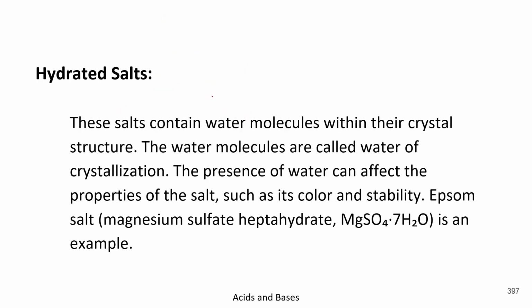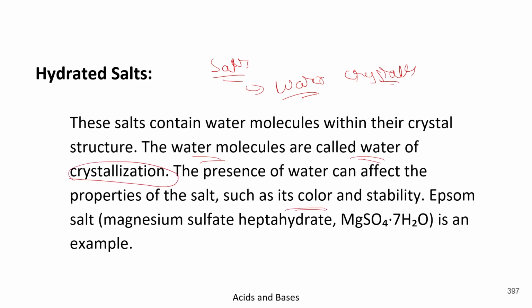Got it? Now let's move forward. A hydrated salt is when, simply, in the salt there is a presence of water crystals. If that is there, then it will be a hydrated salt. The water molecules are called the water of crystallization, and they can affect the color and stability of the salt. The example of this is magnesium sulfate heptahydrate. This is an example of hydrated salts. Got it?